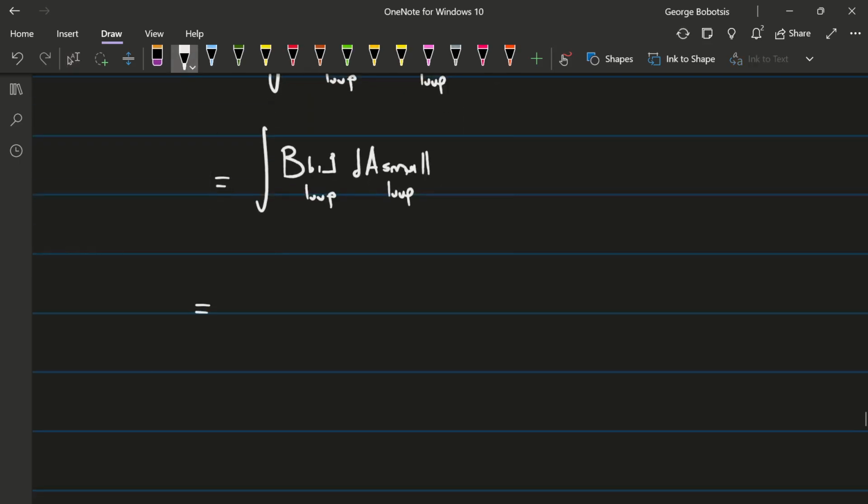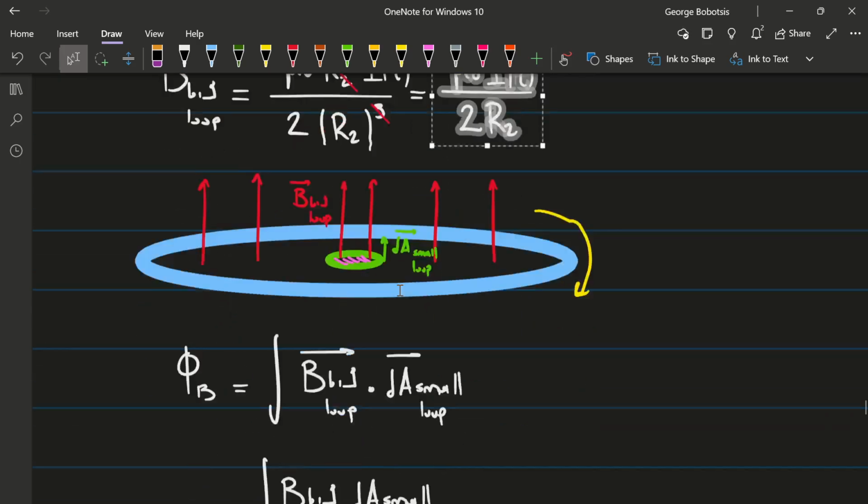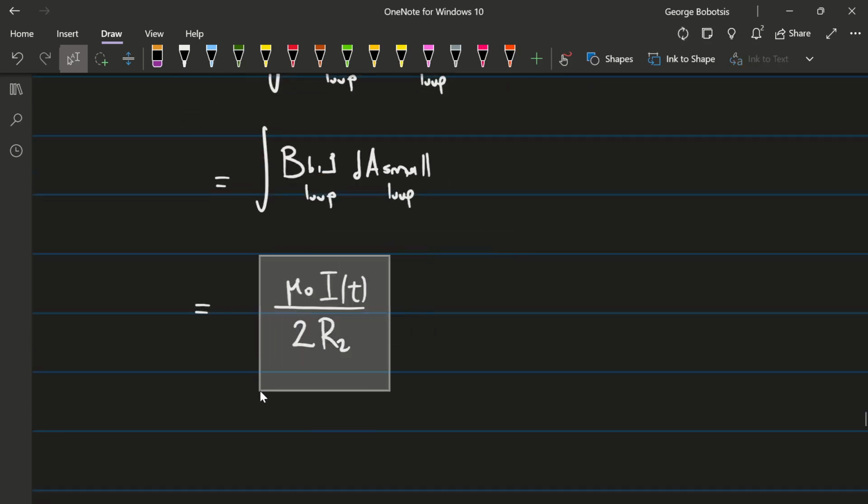Well, would you believe me if I told you this guy right now does not depend on this at all? Completely independent of the dimensions of the small loop. You can see the result. I'm not lying. So this is a constant when it comes to space dependency. It doesn't depend on r, phi, theta, x, y, z. It literally does not depend on space.